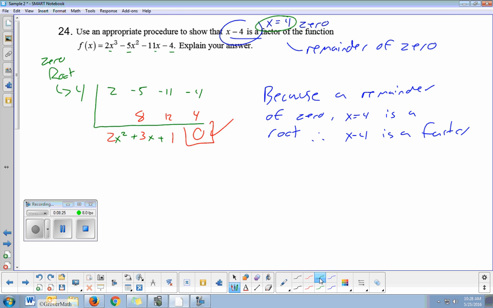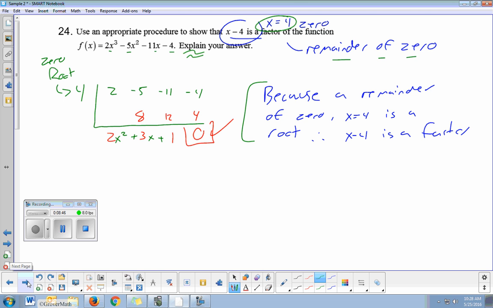What trips people up is they do a negative 4 here with synthetic division, or they make a mistake in the long division process. But it's all about a remainder of 0 proves something is a factor. And then "explain" means we need words. A couple of sentences explaining why what I did answers what this is here.